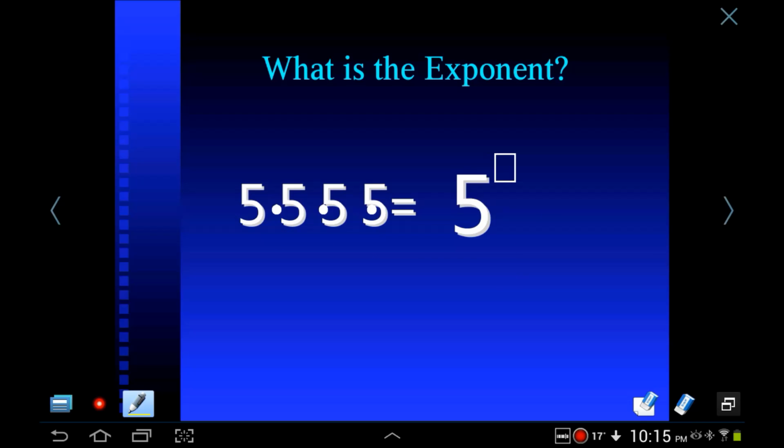Okay, here's another one. 5 is our base number. Count how many 5's there are. How many times is 5 being multiplied by itself? And that would be 4. 5 to the 4th power.